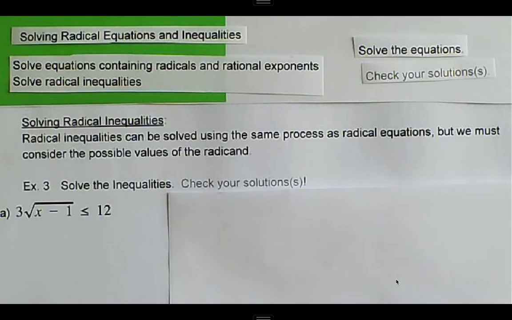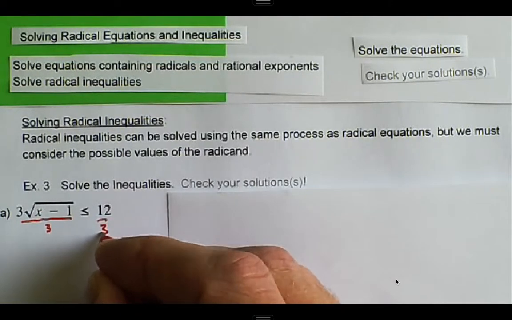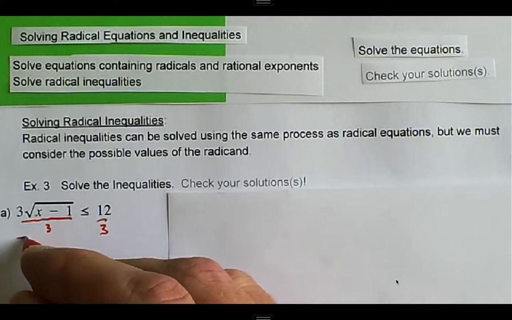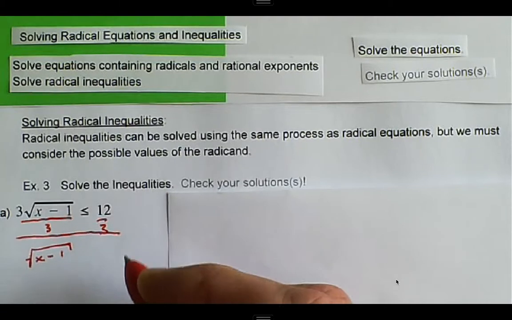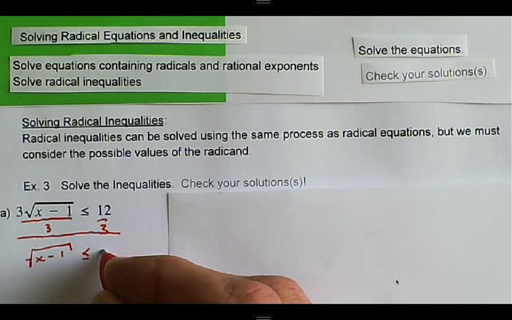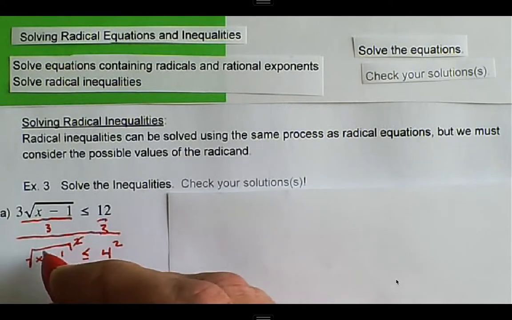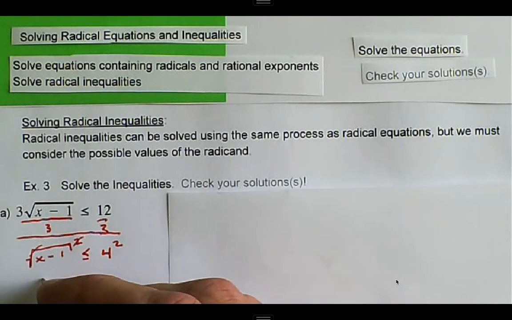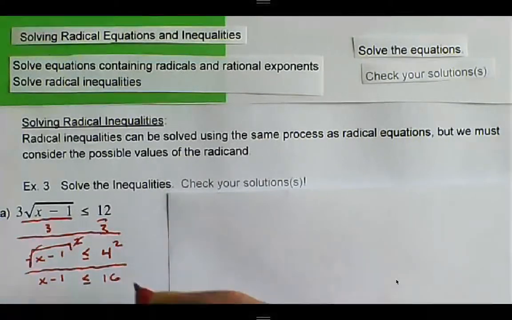And so when we're looking at this, first thing, again, we need to get the radical by itself. So over here, we can divide both sides by 3, and then we get the square root of x minus 1 is less than or equal to 4. We want to get rid of the radical, so we square both sides, and then we get x minus 1 is less than or equal to 16.